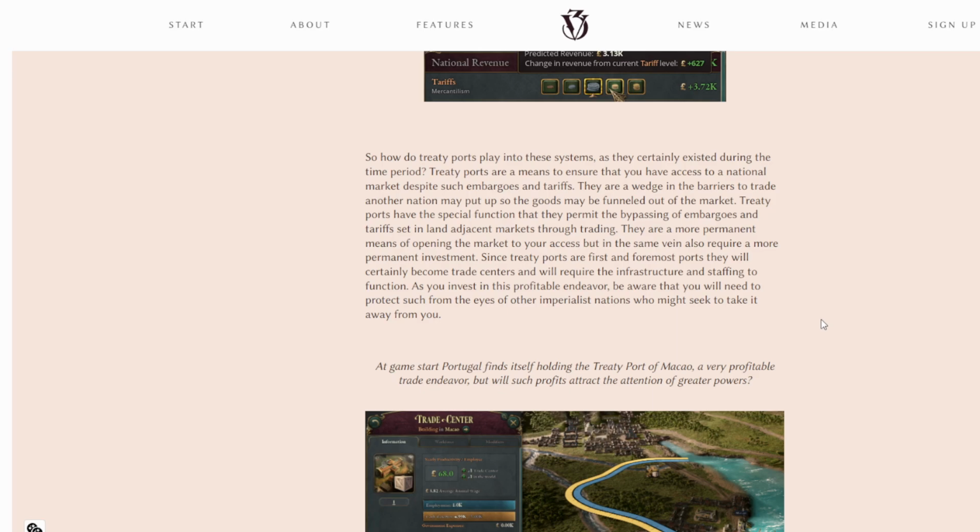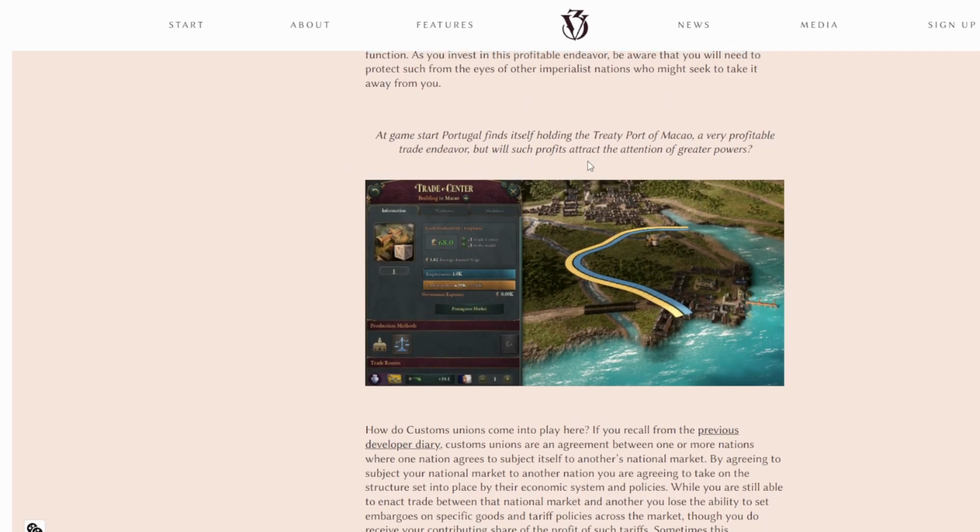They are a more permanent means of opening the market to your access, but in the same vein also require a more permanent investment. Since treaty ports are first and foremost ports, they will certainly become trade centers and will require the infrastructure and staffing to function. As you invest in this profitable endeavor, be aware that you will need to protect such from the eyes of the imperialist nations who might seek to take it away from you. So here, at GameStar, Portugal finds itself holding the treaty port of Macau, a very profitable trade endeavor. But will such profits attract the attention of greater powers?